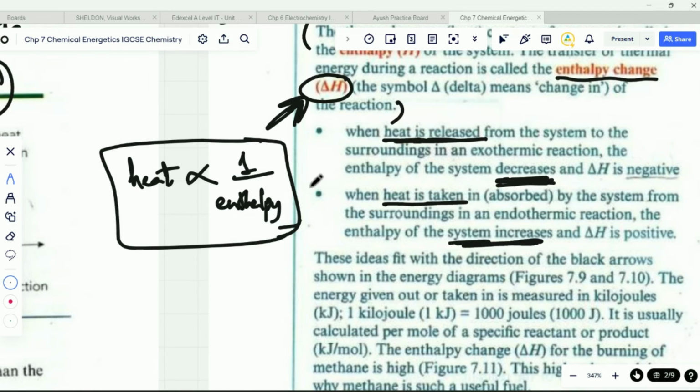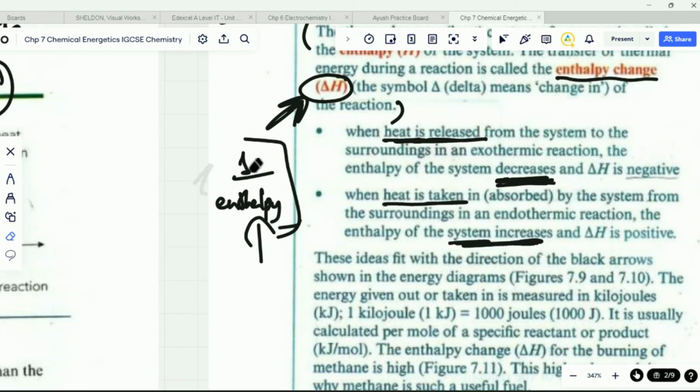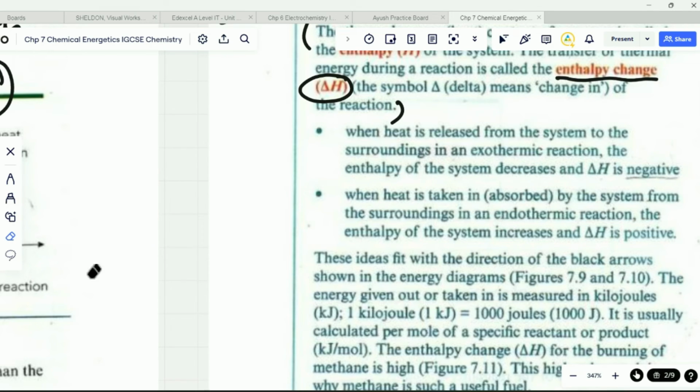Yeah. Which part, beta? This enthalpy part? Okay, I'll tell you again. See, what are they telling us over here? Look, they are saying when heat is released, the enthalpy of the system decreases. So basically, the enthalpy is decreasing, correct? And when the heat is absorbed, the enthalpy increases.